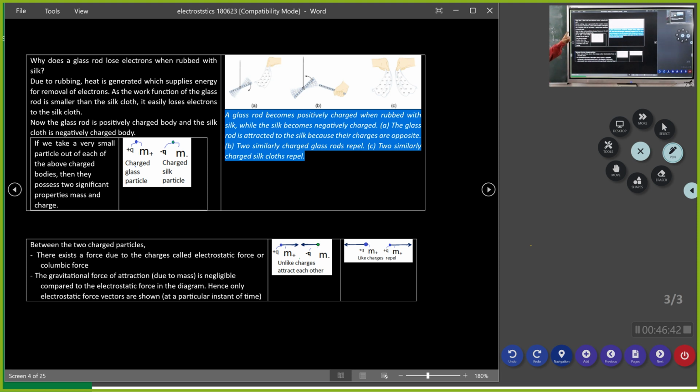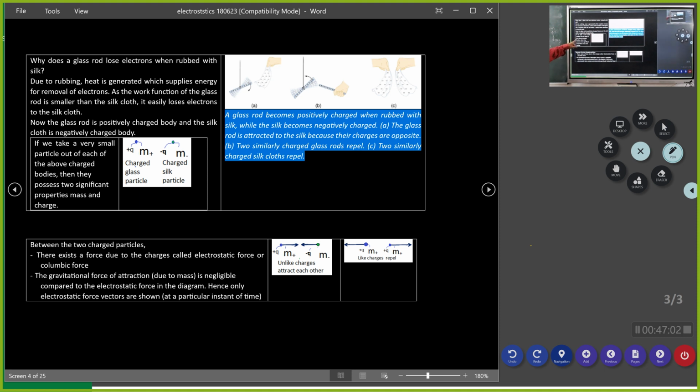And therefore, as the work function of the glass rod is smaller than silk, it is in reverse order. Then it loses electrons to the silk rod. Now the glass rod is positively charged and the silk rod becomes negatively charged. Clear? Now, you see what I have done. Your question I am answering.